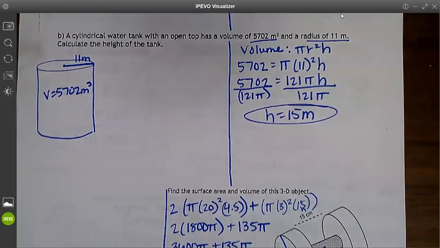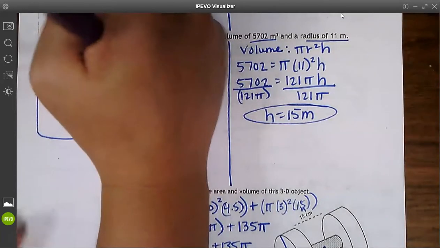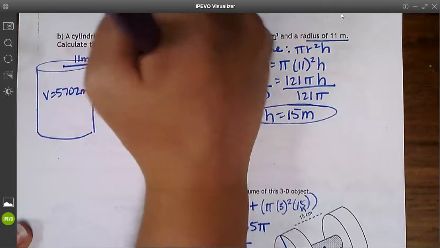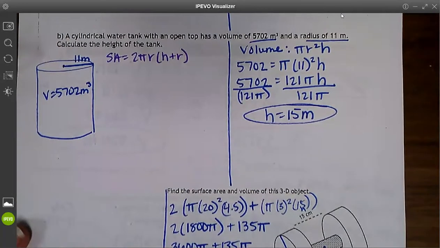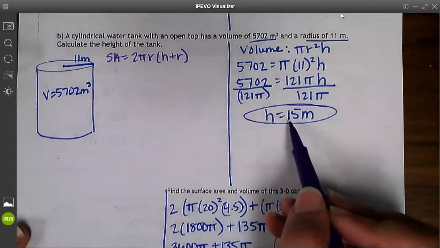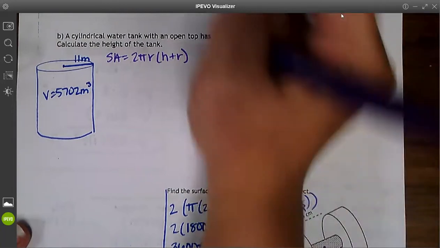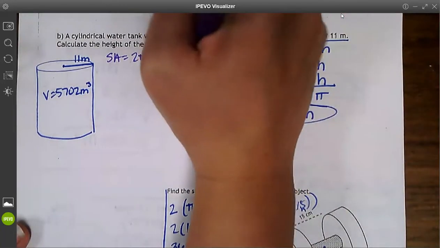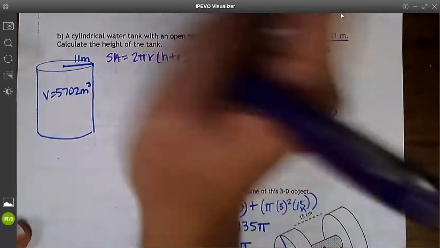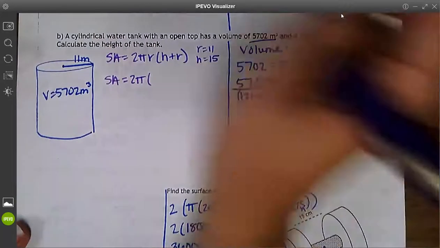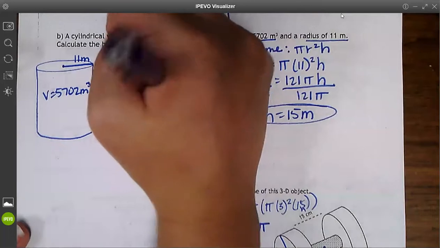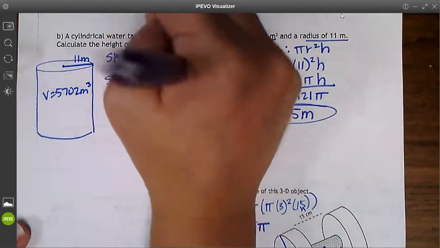The next one, the formula for surface area of a cylinder is 2 pi r times your height plus your radius. My height here we found to be 15, so I'm going to use that 15. My radius is 11. My height was 15. Plug this in. Surface area equals 2 pi times my radius, which was 11, times 15 plus 11.